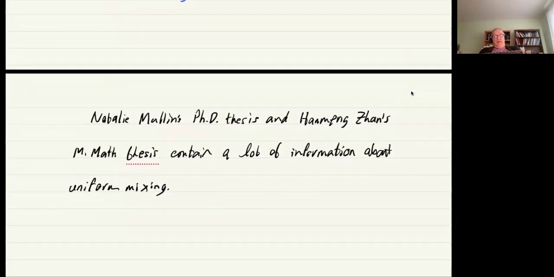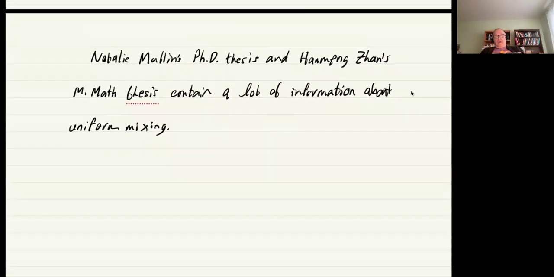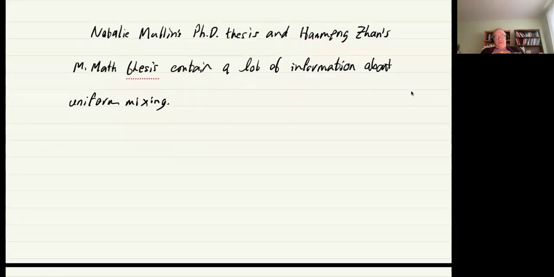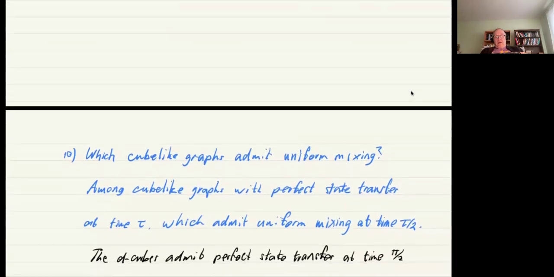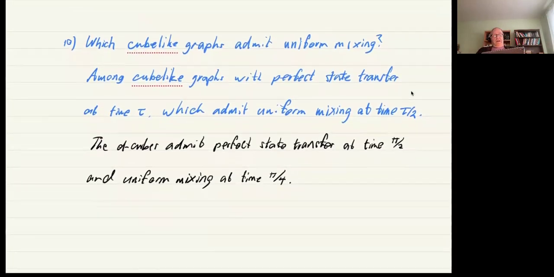I just mentioned here that Natley's PhD thesis and Harmony's math thesis contained a lot of information about uniform mixing. And Ada has also got papers which I was too lazy to look up at this point. But she was proving you can get uniform mixing on cuboid graphs at short times. The related question here is, as I said, cuboid graphs give us a lot of examples of perfect state transfer, and so it's natural to ask which cuboid graphs admit uniform mixing.